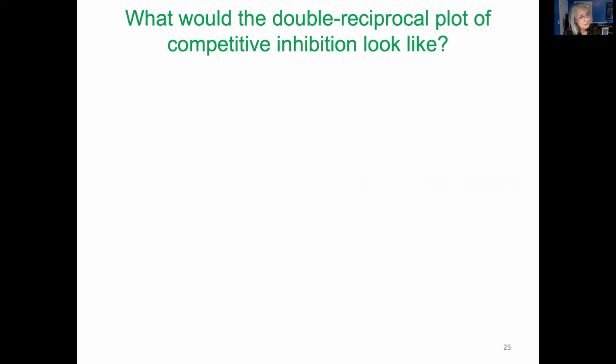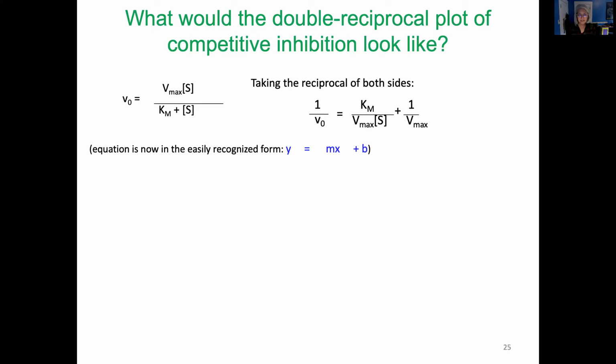Now, back before everybody had computers to fit their data, the Michaelis-Menten equation was often converted to a linear form. One of the most common ones was a double reciprocal plot format, right? So we could draw it as a line and use a ruler and graph paper. So what does that look like?